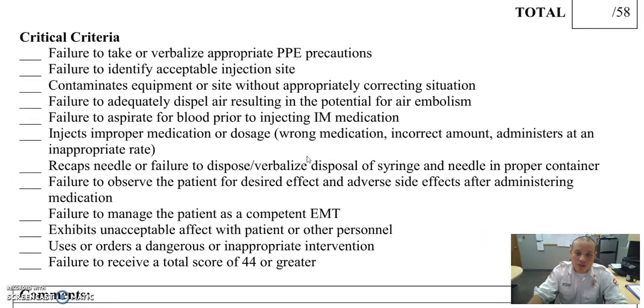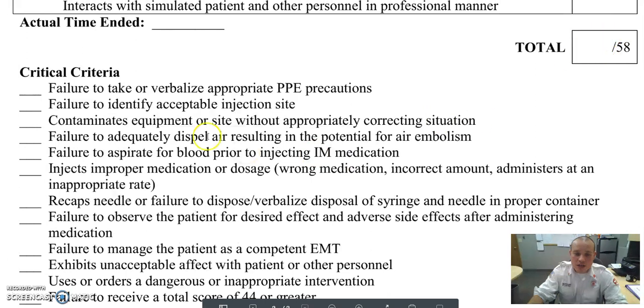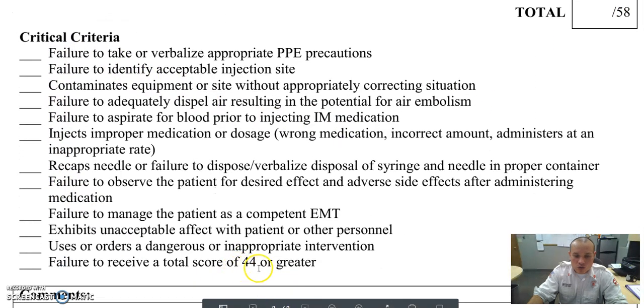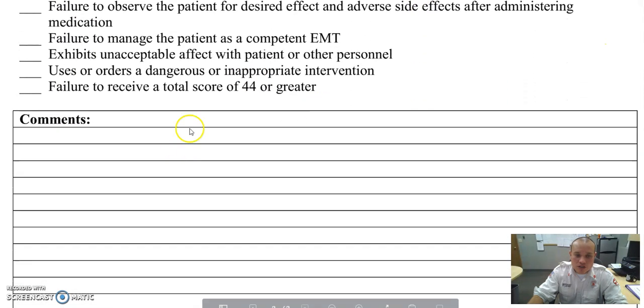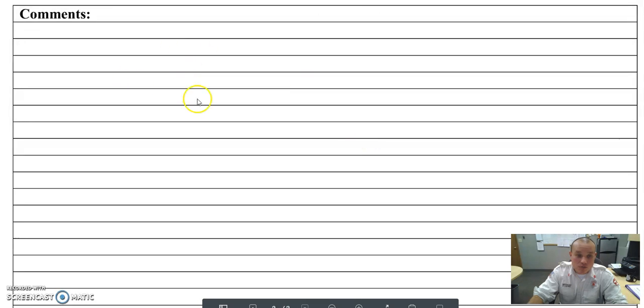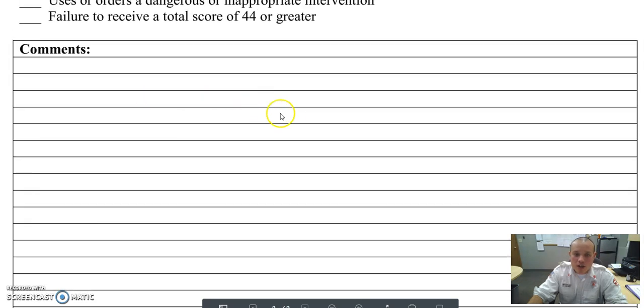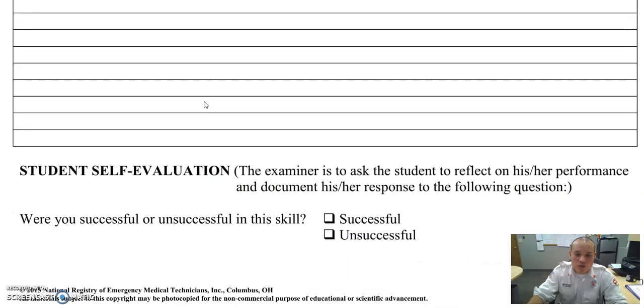And then you basically will tell the student, hey, pass or fail, based on whether they had any critical criteria failures. If they had a score greater than 44, their cut score, then, hey, you passed, congratulations. Maybe a couple comments, even though they passed, there could be a couple areas they need to work on. You could put those comments in there. It'll help the student along the way.